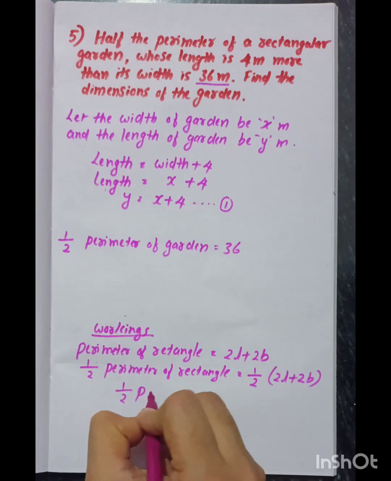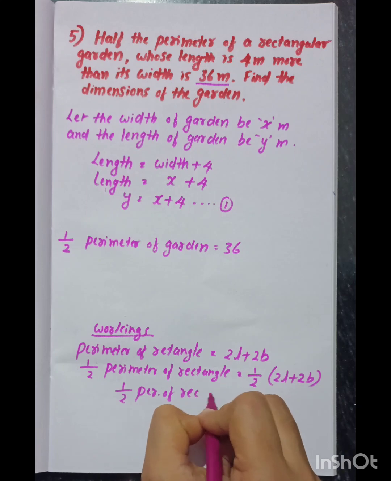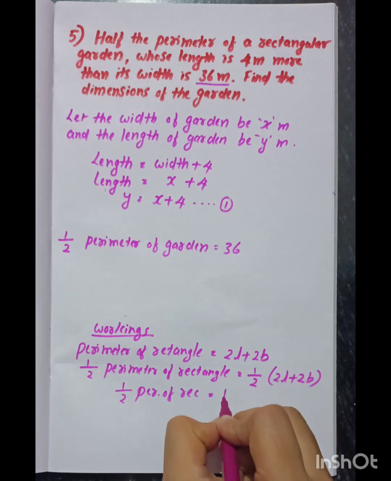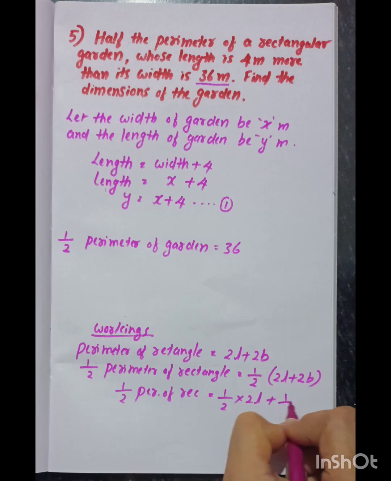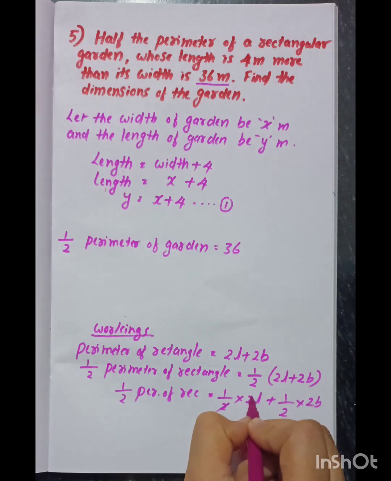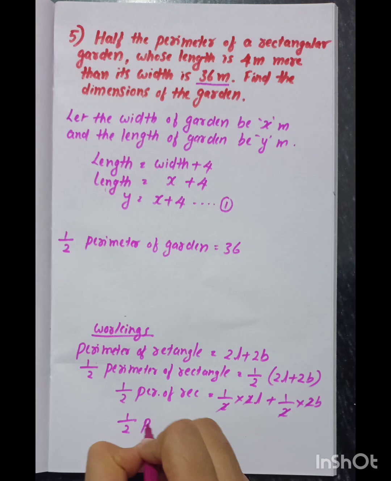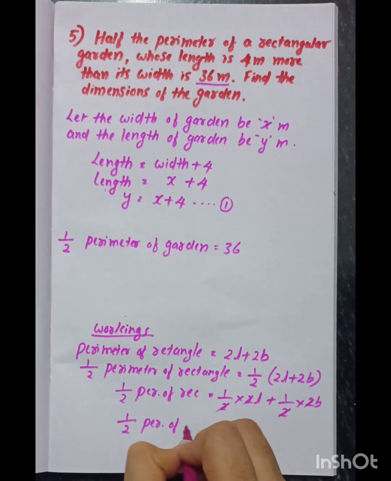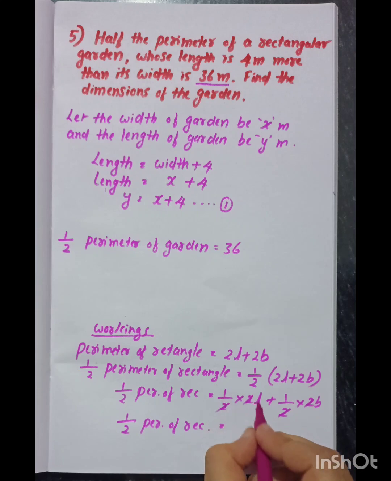Half perimeter of rectangle equals half into 2L plus half into 2B. 2 gets cancelled, 2 gets cancelled. What remains? Half perimeter of rectangle equals 1 L is L plus 1 B is B.